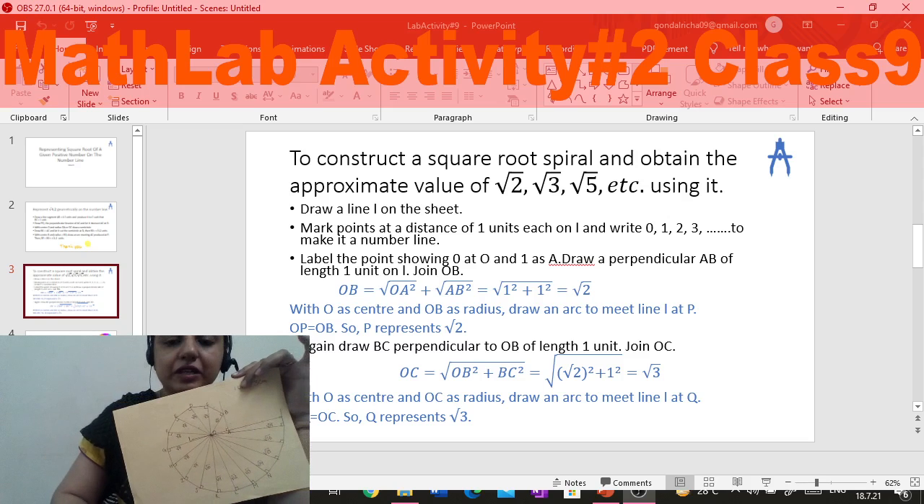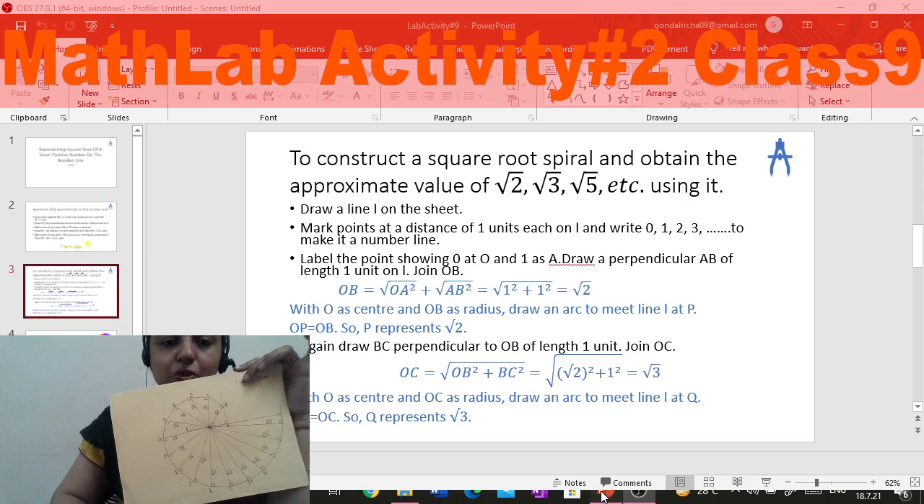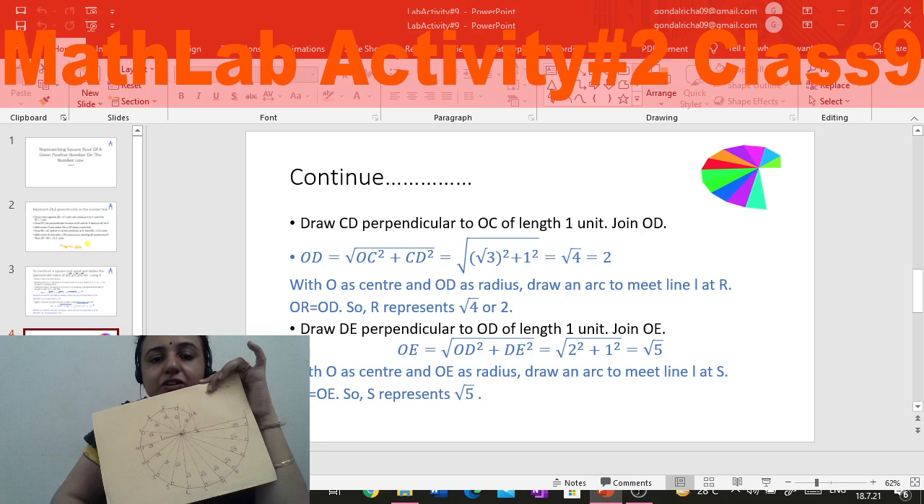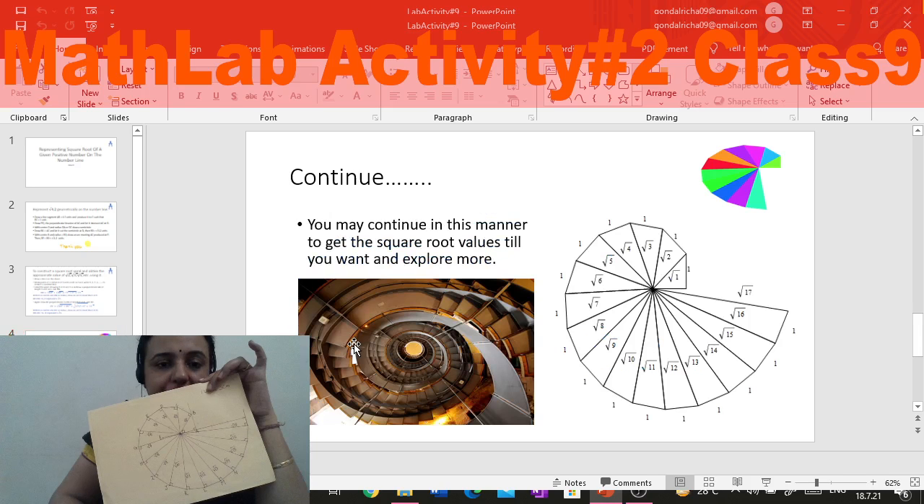Now let me show you some real life applications of this. Here are the steps which we have to continue till root 17, or as per your wish. If you want to explore more, you can try it further. Then this is what you will get at the end. This kind of design you will be getting at the end.